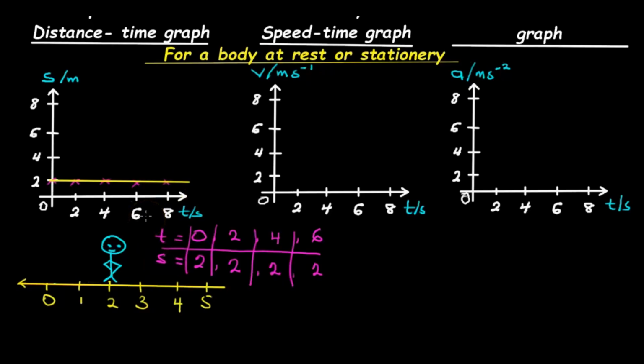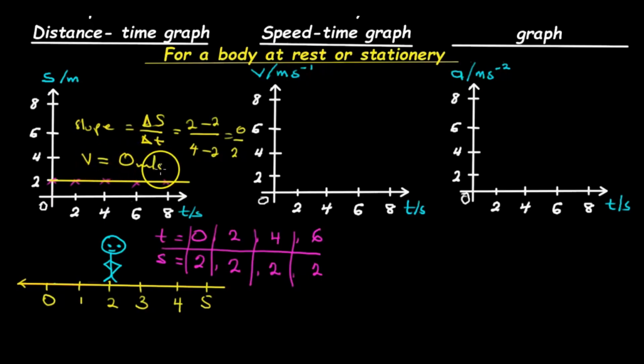Now can we plot this on a velocity time graph? Okay, let's see. When you check this graph, if you want to find the slope of this graph, we are going to get change in s divided by change in t, and change in s is 2 minus 2. So 2 minus 2 divided by, I don't know which one of these you take, but irrespective of which one you take, you are going to get 0 over whatever number you get, and that is going to be equal to 0. So this tells us that our velocity is going to be equal to 0 meters per second.